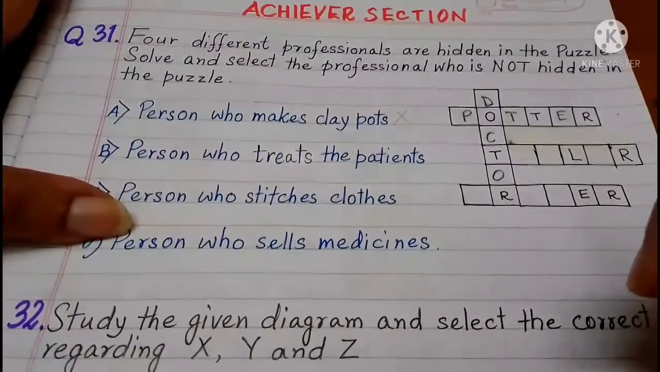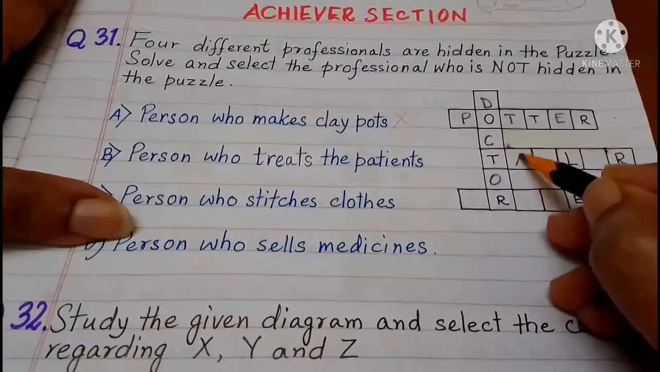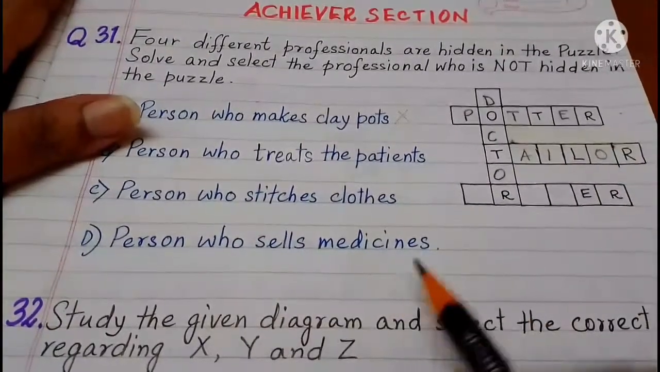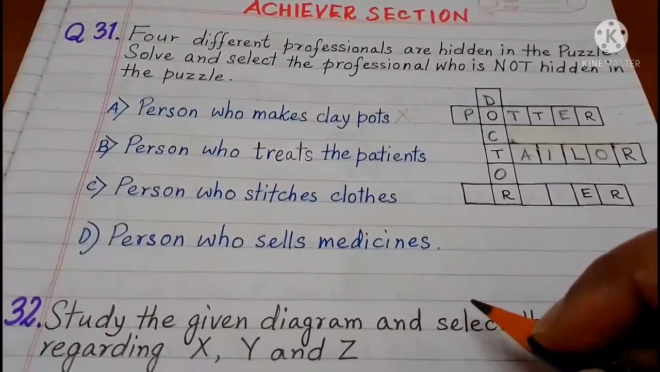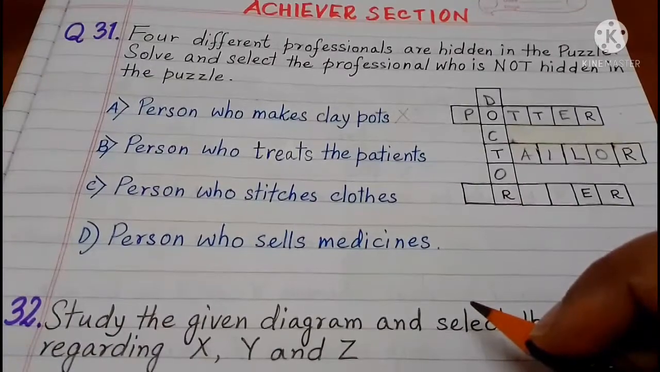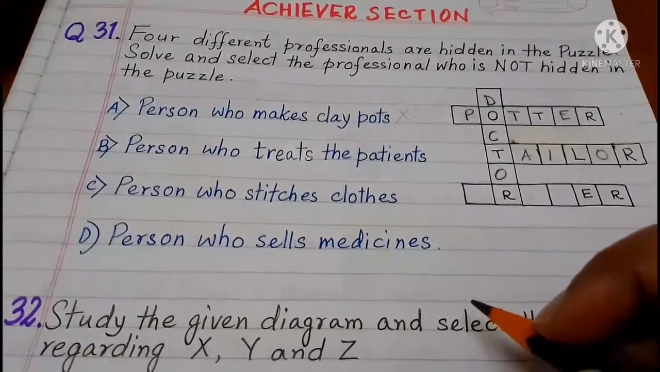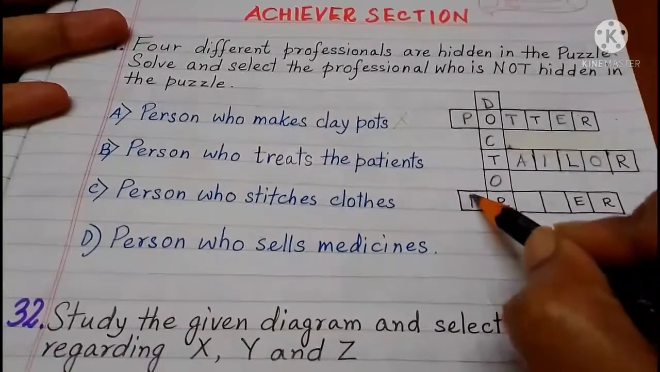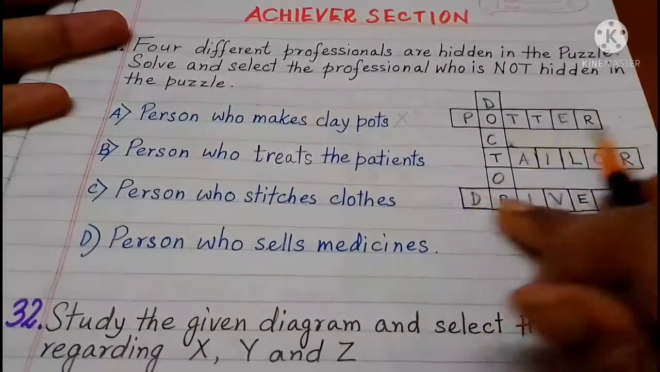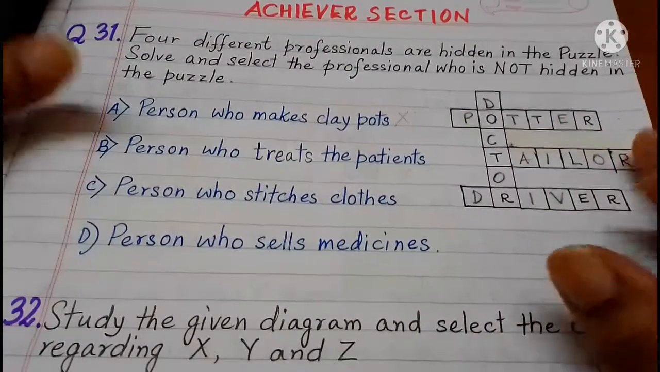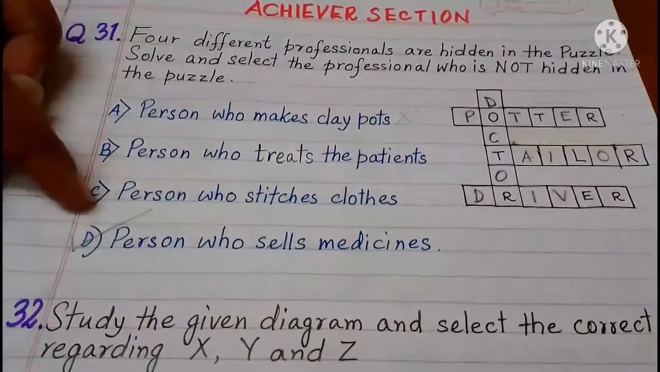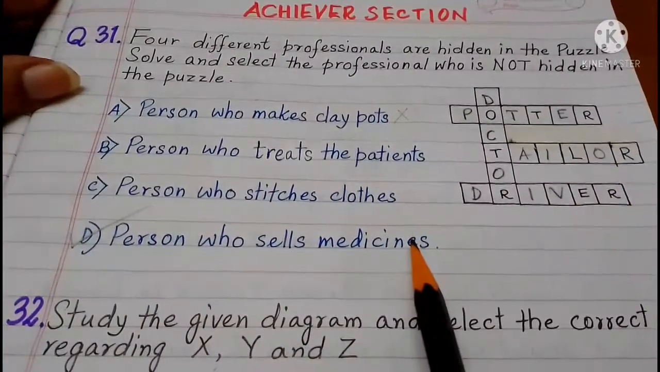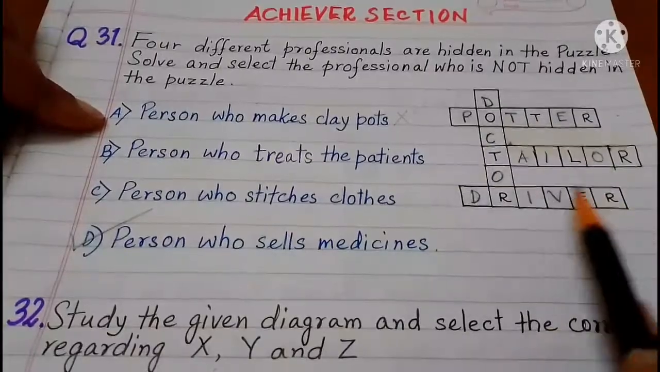Now person who stitches clothes. That's a tailor. T-A-I-L-O-R, tailor. It's also here. Person who sells medicines. Person who sells medicines is known as a pharmacist, a druggist, or a chemist. Okay, so let's see where these three names are there or not. Only this is left, so it could be driver, D-R-I-V-E-R, driver, but not pharmacist, druggist, or chemist. So I think this option is not there. Okay, but rest of the 3 options are there in the puzzle. So this would be the answer. Chemist, druggist is not present. That name is not present over here.